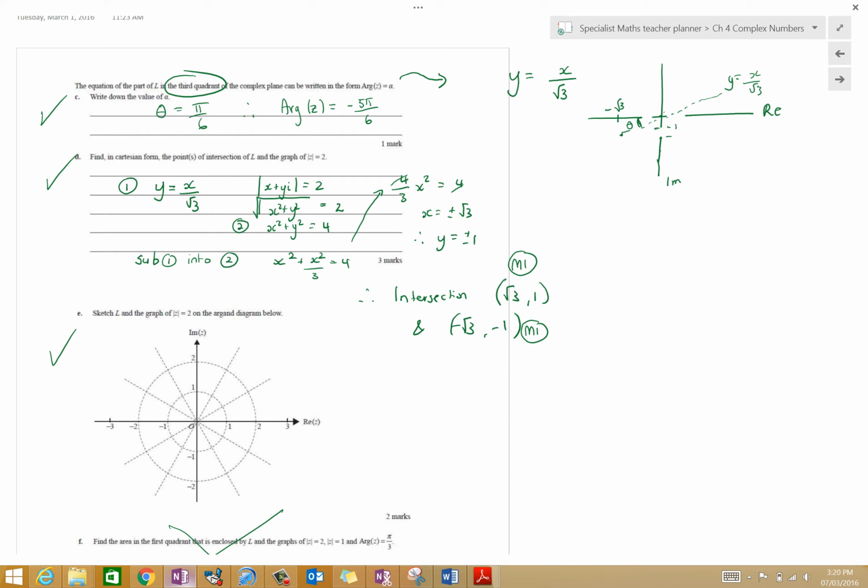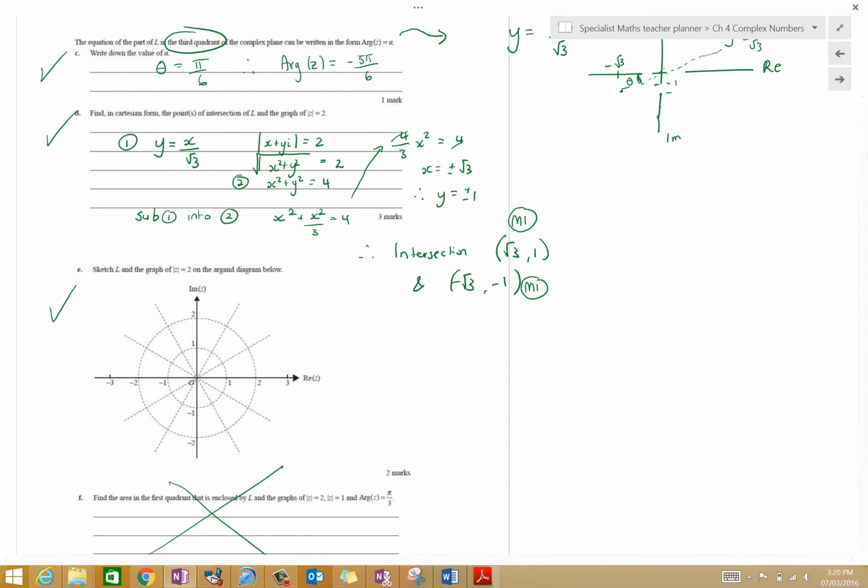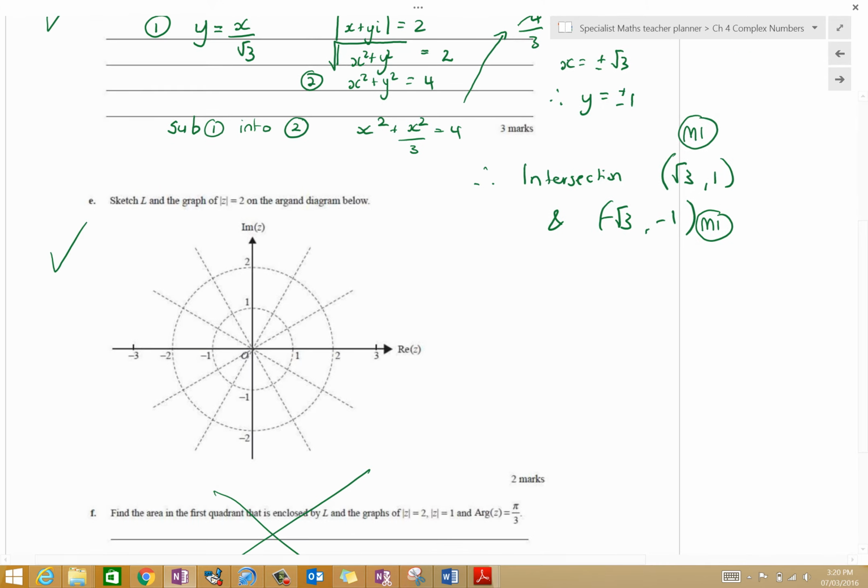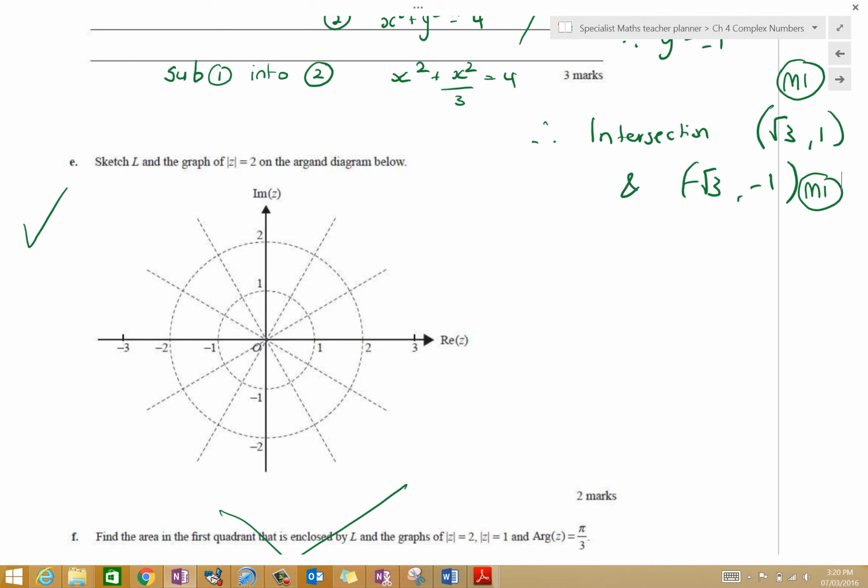Now it says sketch the graph of modulus of z equals 2 on the Argand diagram. Yes, we can sketch that because it's not a region. So, if you think about it, modulus of z, where z equals x plus yi, is the square root of x squared plus y squared. So we're just looking at a circle which has a centre at the origin, and it has a radius of 2. And you guys will draw that better. There you go. There's 1 mark.